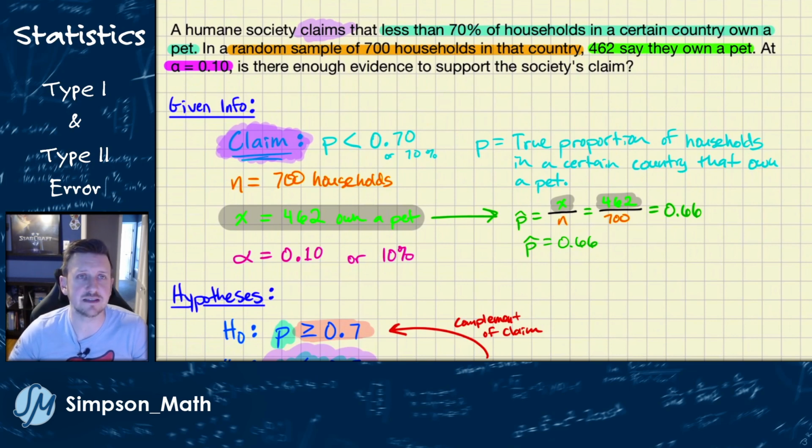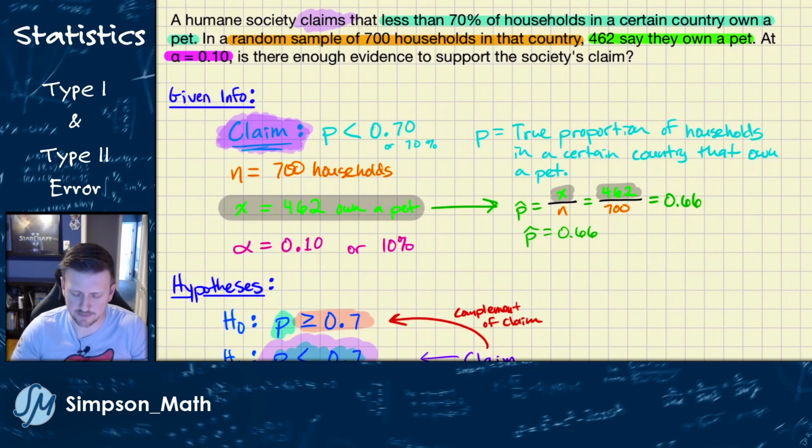So this is a humane society claims that less than 70% of households in a certain country own a pet. In a random sample of 700 households in that country, 462 say they own a pet. At alpha equals 0.10, is there enough evidence to support the society's claim? I didn't highlight it this time, but last time I highlighted that in gray and said that tells us that's a hypothesis test. I forgot to talk about that.